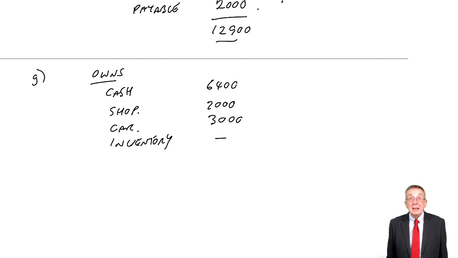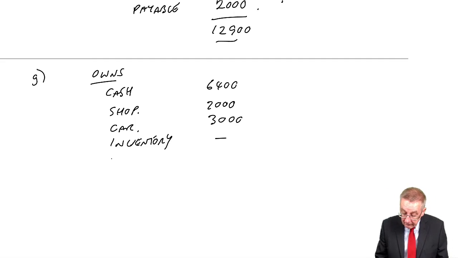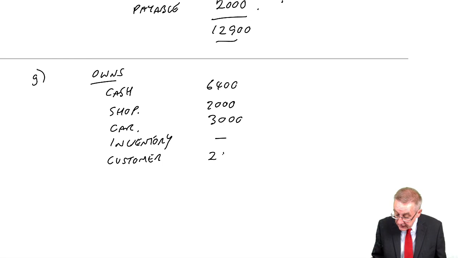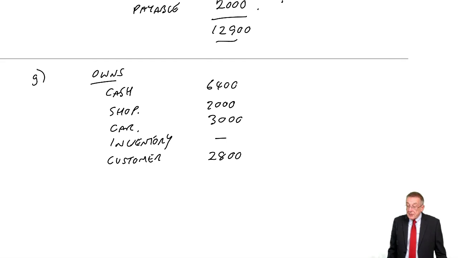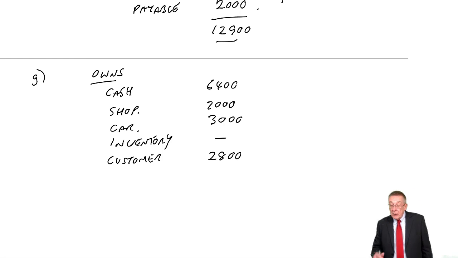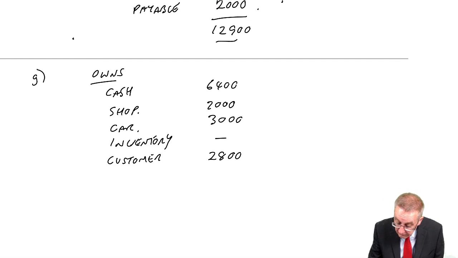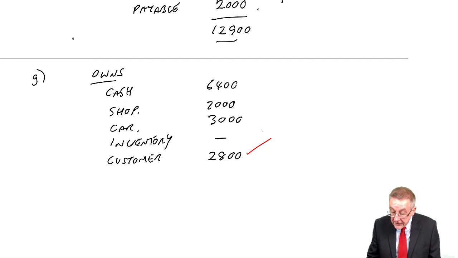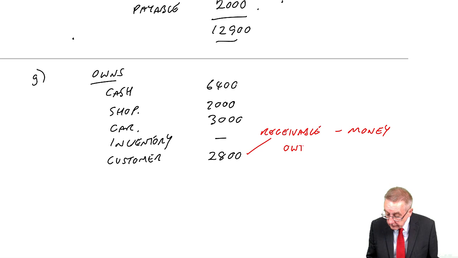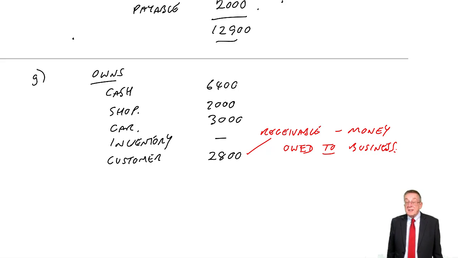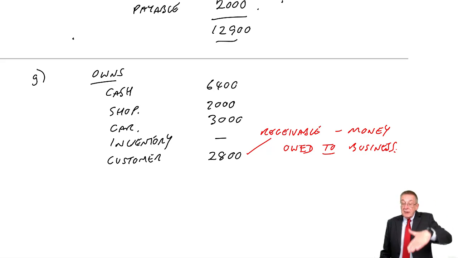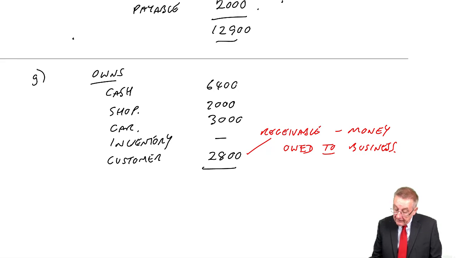Second effect, though, is a new asset has appeared in that a customer owes us 2,800. It's an asset. They owe us money. Later they're going to pay us. Another bit of terminology. If a customer owes us money, it's called a receivable. It's money owed to the business. Used to be called debtors, but we don't anymore. It's receivables. So, two effects. Inventory has fallen. The receivable has increased, but the total assets are now, I think, 14,200.